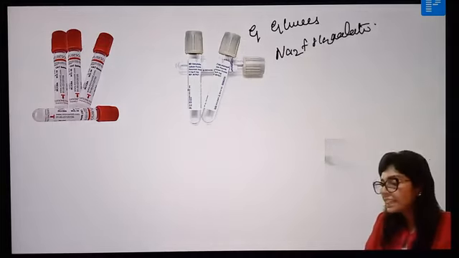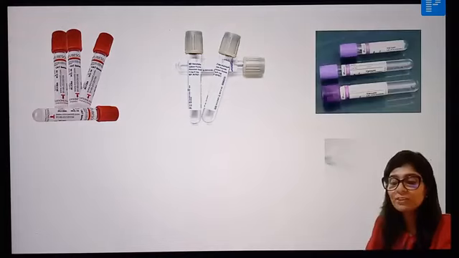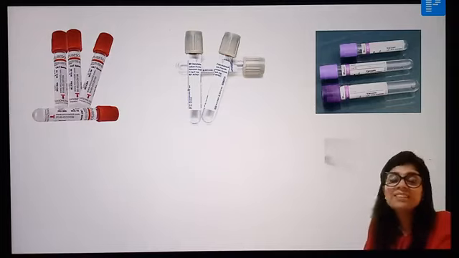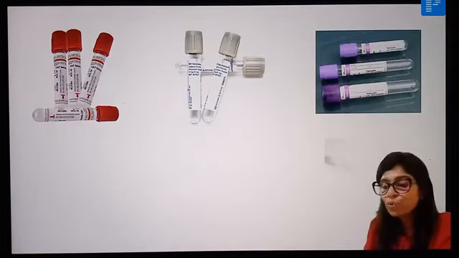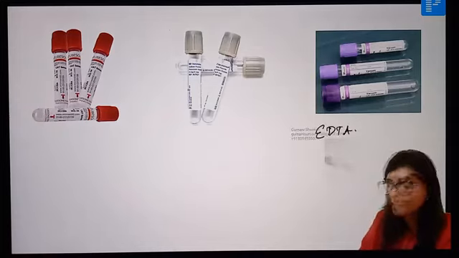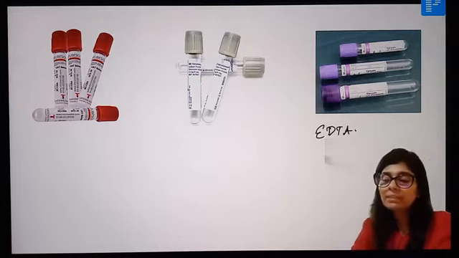Good. The next one. Tell me, lavender top tube. What do you use lavender top tube for? Pathology, complete blood count. What is the additive that is present here? The additive that is present here is K2-EDTA or K3-EDTA. Good. And this is used for complete blood count, HbA1c estimation, and labile parameters like parathormone, ACTH and ammonia.